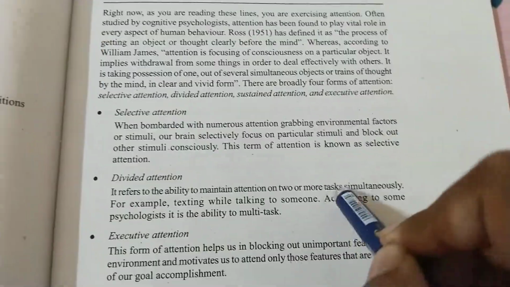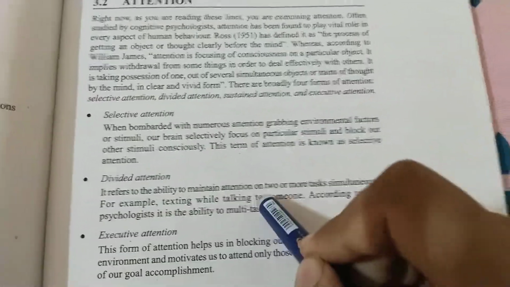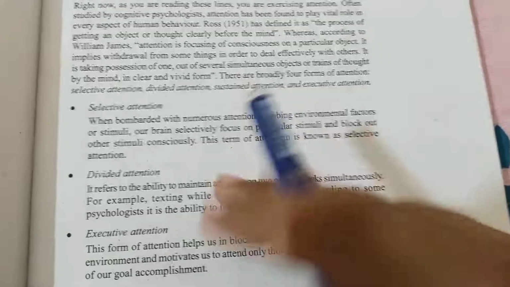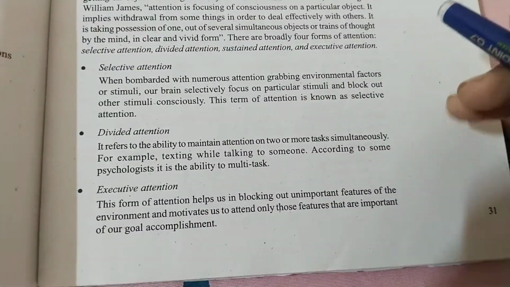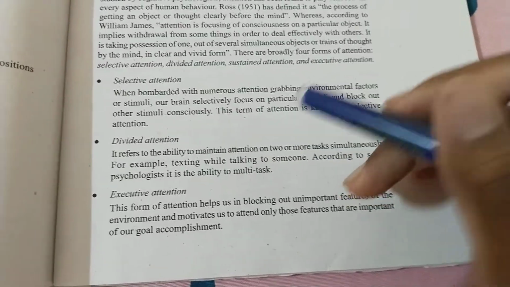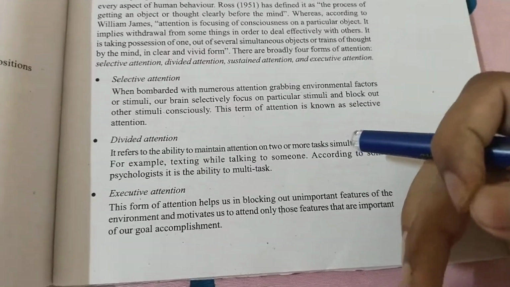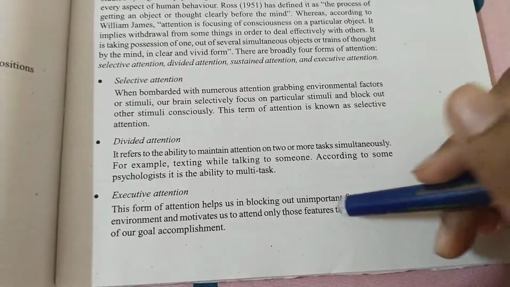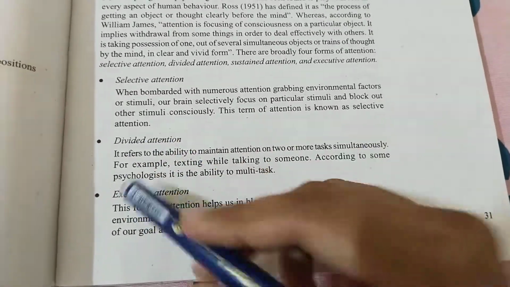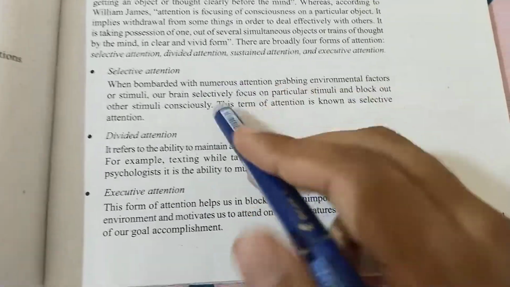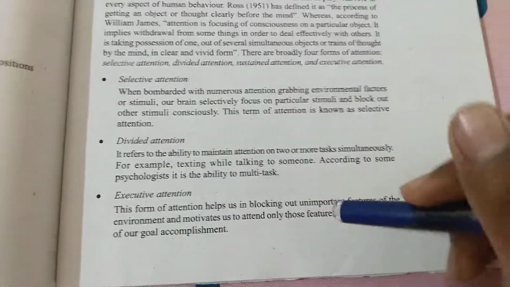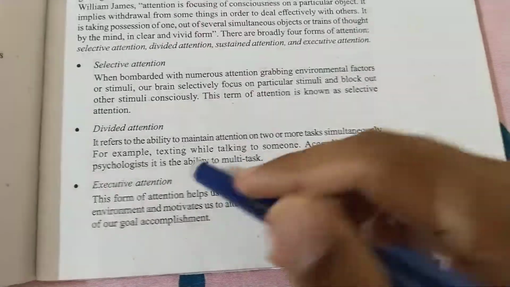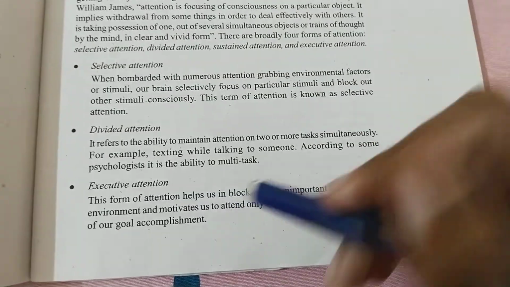For example, texting while talking to someone. You do these kinds of things many times. I think this is a modern phenomenon, because you're talking on the phone with a friend, and suddenly you receive a text, and it's important to text back, and you keep on talking with the guy and also text back to the other person. This is what comes under divided attention. So attention is divided. Half of it is here, half of it is there. According to some psychologists, it is the ability to multitask.